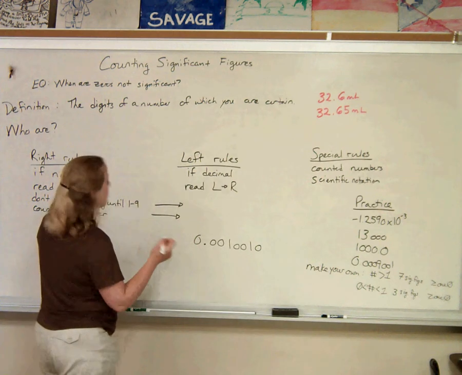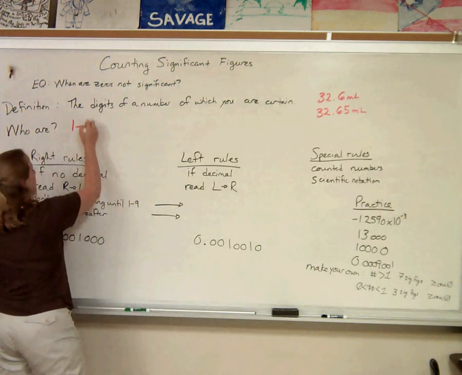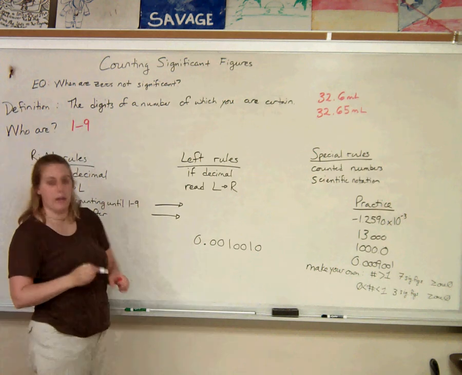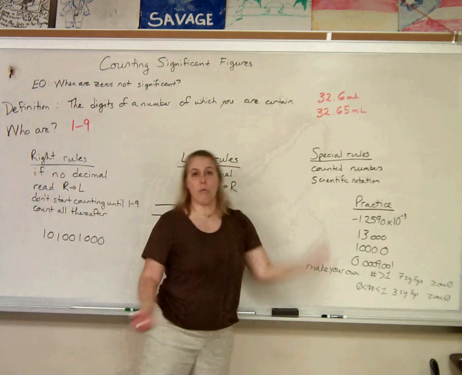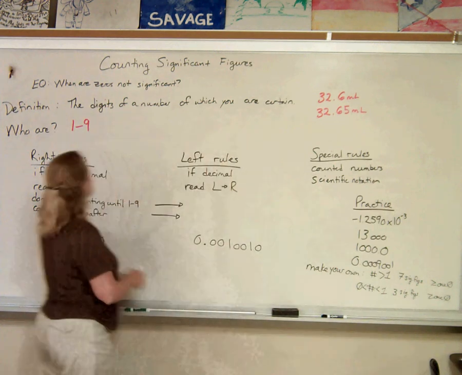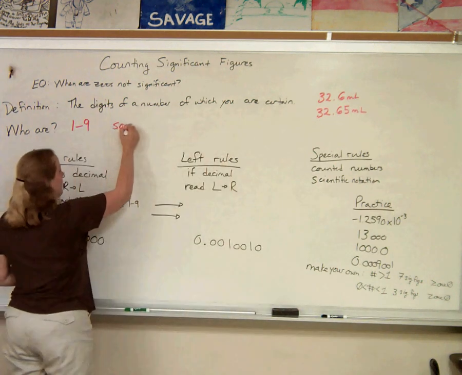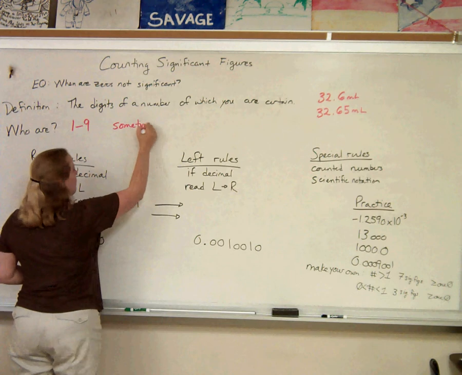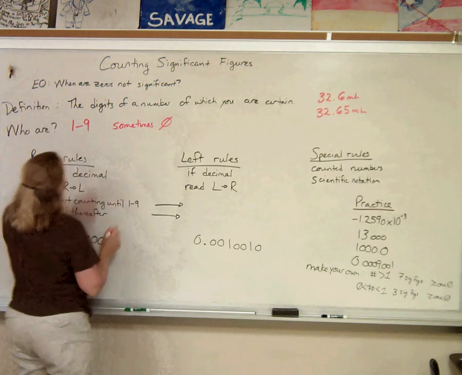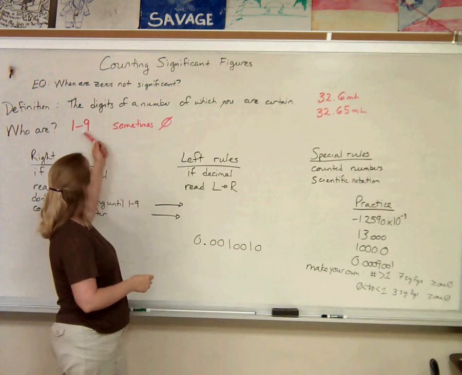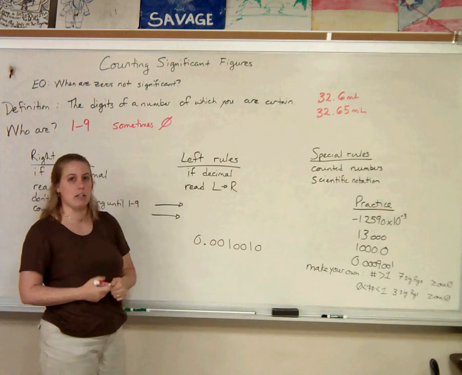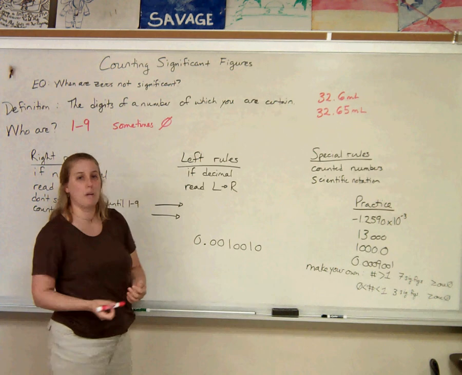So numbers that are significant, always: all digits 1 through 9. Basically, if you're bothering to tell me that this is a 3, then you know it's a 3. The only digit which is only sometimes significant is 0. And that's why the question is, when are zeros not significant? So if these are always significant, and 0 is sometimes significant, when is a 0 significant and when is it not significant?